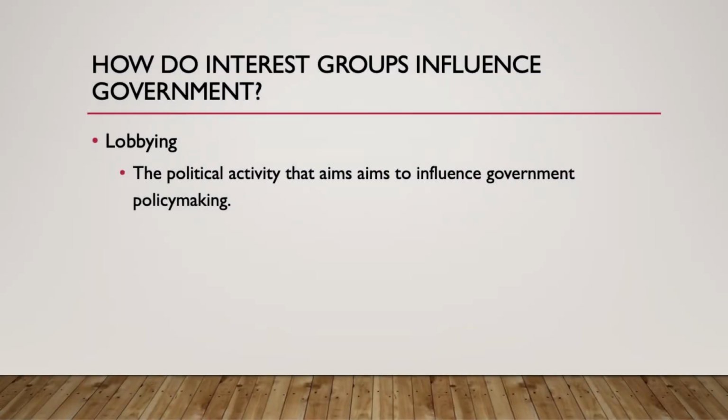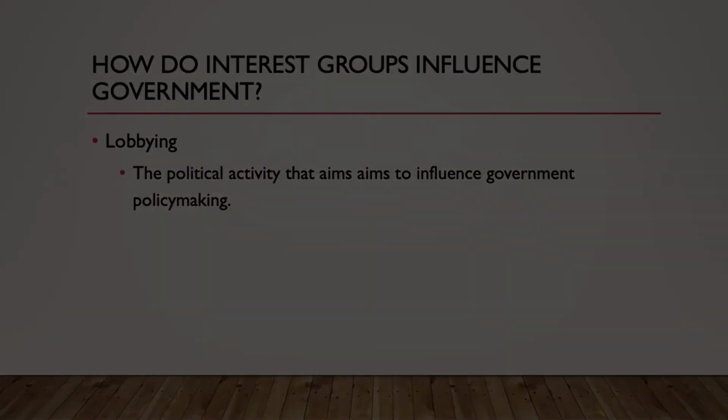Now, let's shift to a conversation on how interest groups actually work to influence government. Lobbying, which you've probably heard of, is the most fundamental role that interest groups play in a democracy. Lobbying is the political activity that aims to influence government policymaking, and those who engage in lobbying are known as lobbyists. So lobbying is one of the main tactics that interest groups use to pressure the government concerning policy development, but what exactly does that mean?